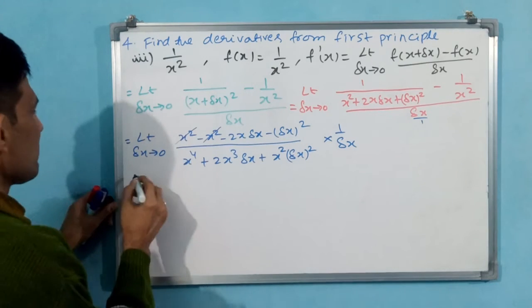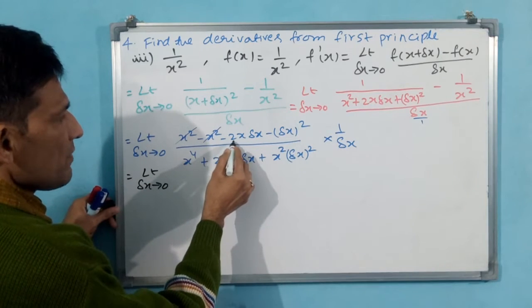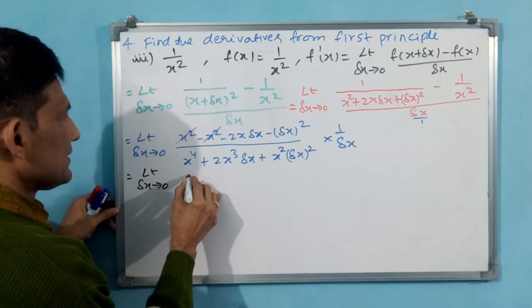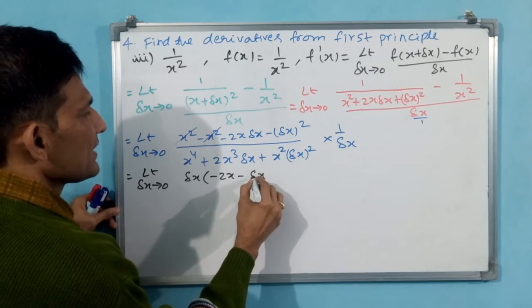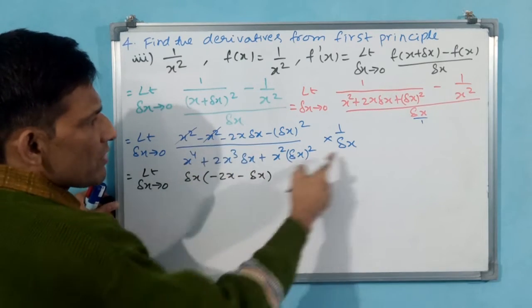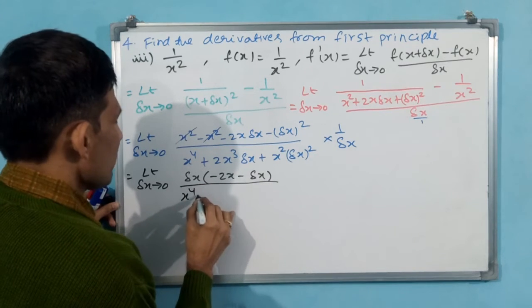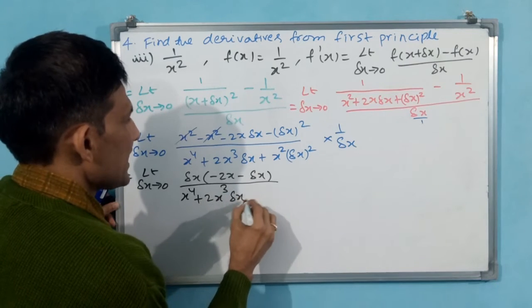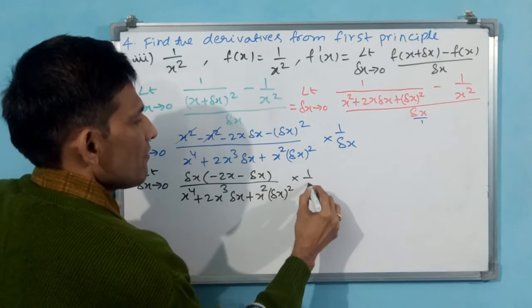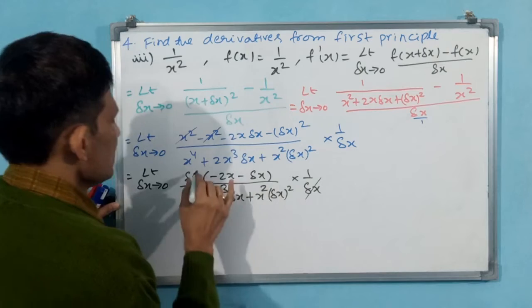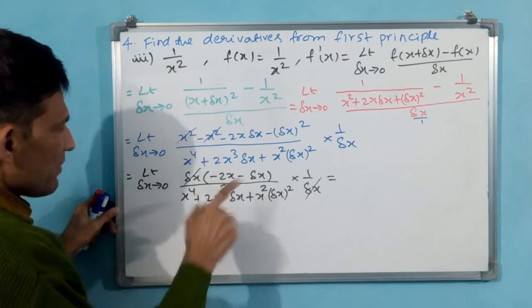Okay, let us do here. You see what I am doing. Limit delta x tends to 0. If I take delta x outside, delta x I have taken outside, minus 2x minus delta x. Is it okay? Delta x common I have taken. Why? Because I want to cancel. Divided by x to the power of 4 plus 2x cube delta x plus x square delta x square into 1 by delta x. Delta x I have cancelled. Only delta x is gone, but all the remaining will be there.